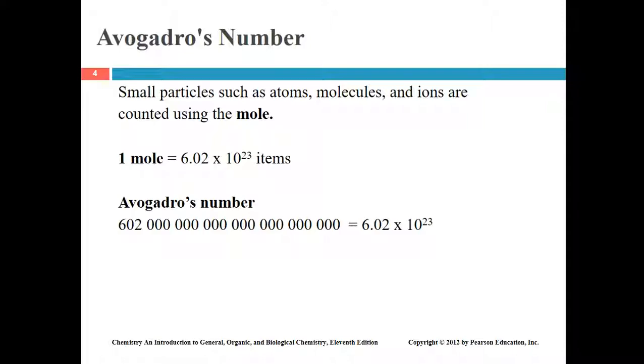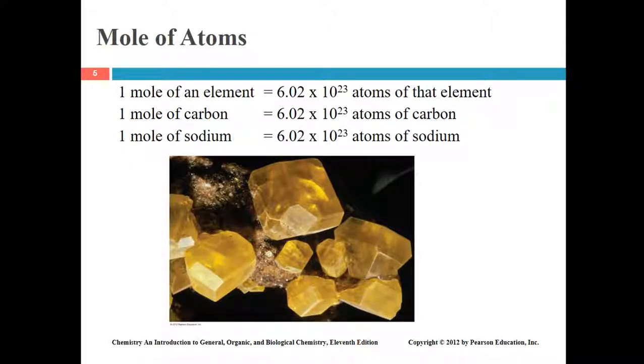So we could have a mole of cheerleaders, or we could have a mole of cars, or a mole of sumo wrestlers, or a mole of atoms, or a mole of molecules, or a mole of ions. And it is 6.02 times 10 to the 23rd amounts of each of those. But we know that a mole of cheerleaders is going to weigh a lot less than a mole of sumo wrestlers. So we need to make sure that we realize that a mole is an amount of items, not the mass of the items.